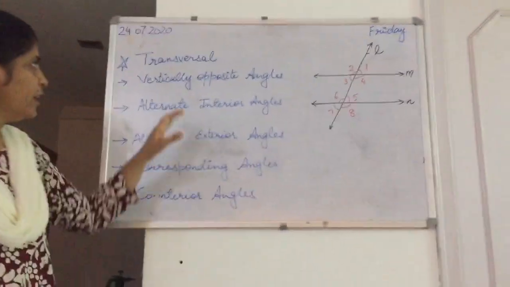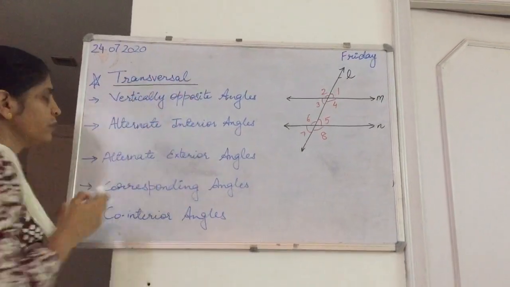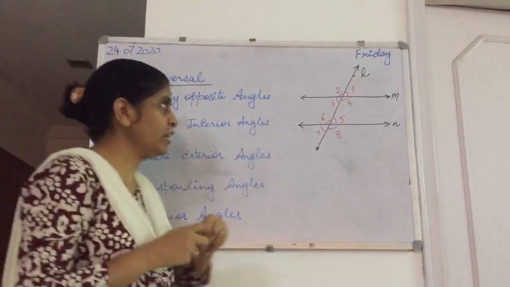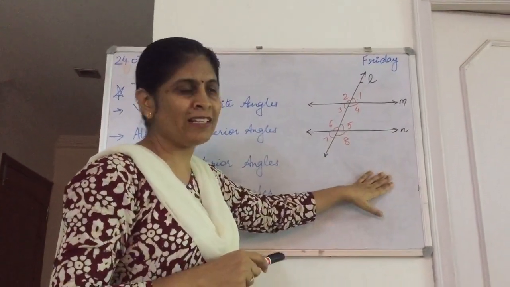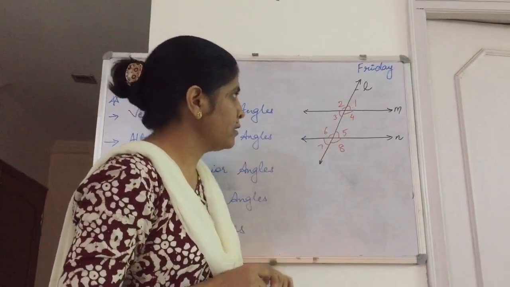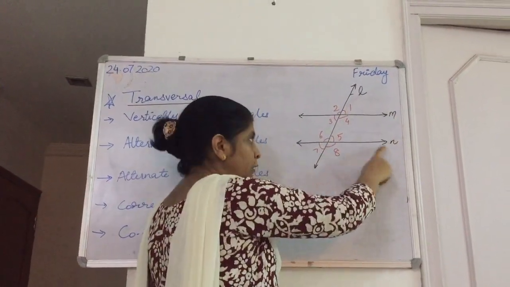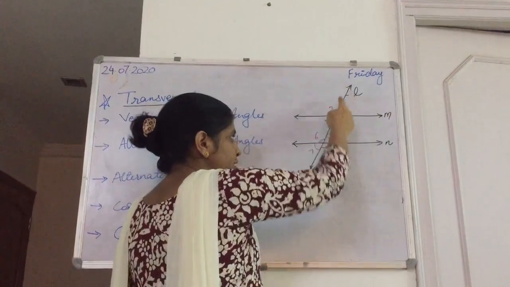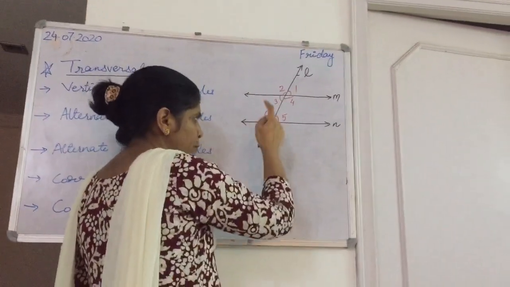Okay students, let's discuss transversal. Now what is a transversal? A transversal is a line which intersects two or more lines at different points. Like there are two lines, line M and line N, and a third line which intersects them at different points. Let's call these points O and P.